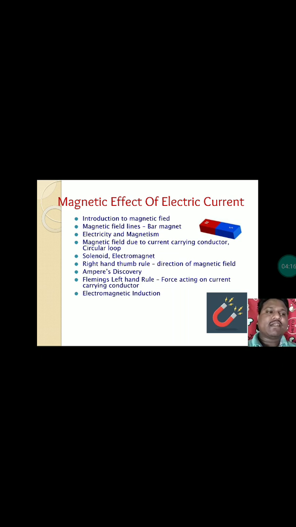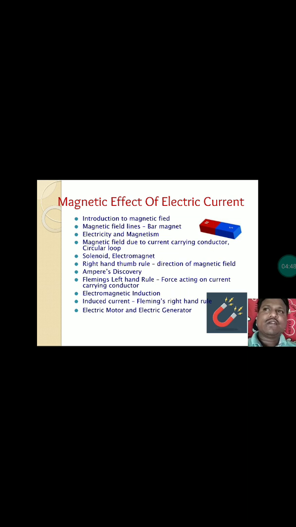Then we have electromagnetic induction. It is simply the interrelationship between electricity and magnetism, how we can produce a current by changing the magnetic field. If the current is produced by a magnetic field, that current is known as induced current, and to identify its direction we have Fleming's right hand rule. On the basis of this electromagnetic induction we have the electric generator, and when there is a conversion of electrical energy into mechanical we have the electric motor.